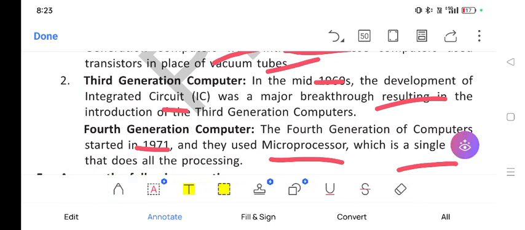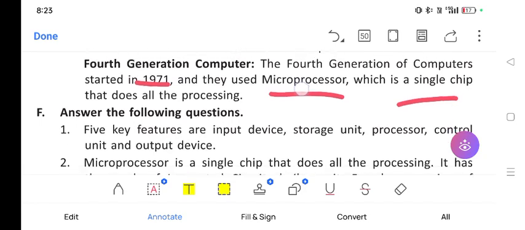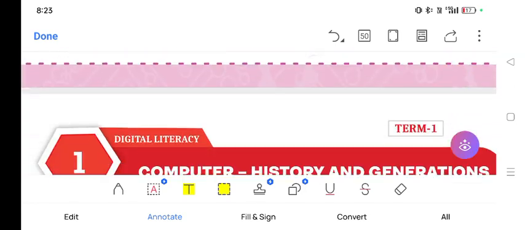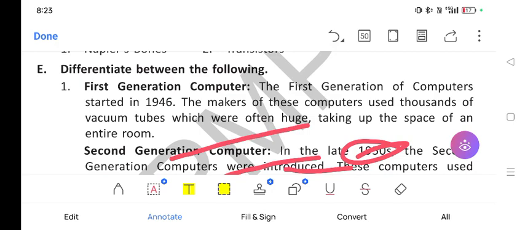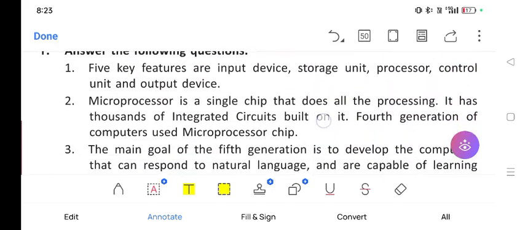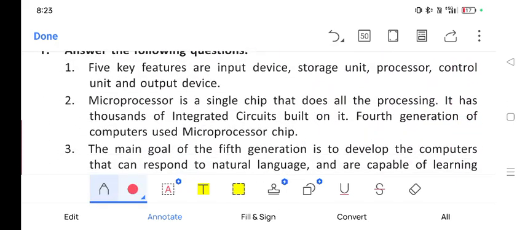Now let's move to the next question. Question number 1 is, name the 5 key features that Charles Babbage used in analytical engine. The 5 key features were input device, storage unit, processor and control unit, and output device. Next question is, what is a microprocessor? Which generation used it?